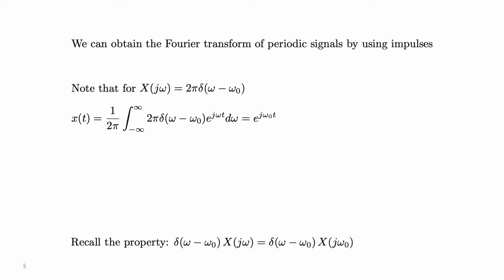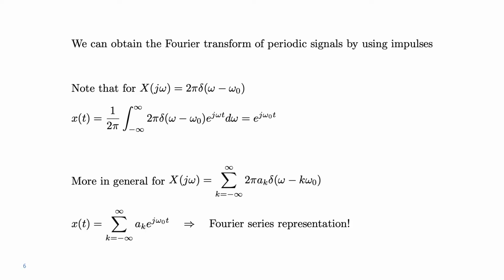We've seen already this in the time domain, but it's perfectly analogous in the frequency domain. See the example: delta(omega minus omega 0) X(j omega), where X is a general signal in the frequency domain, equals delta(omega minus omega 0) X(j omega 0), right? So if we just apply this to the integral, we see that the result is very simply e^(j omega 0 t). Right, let's make this more general.